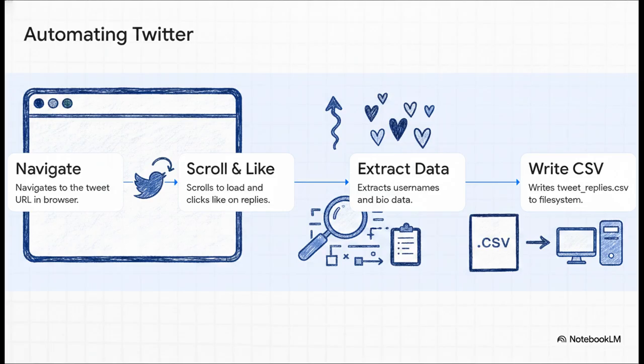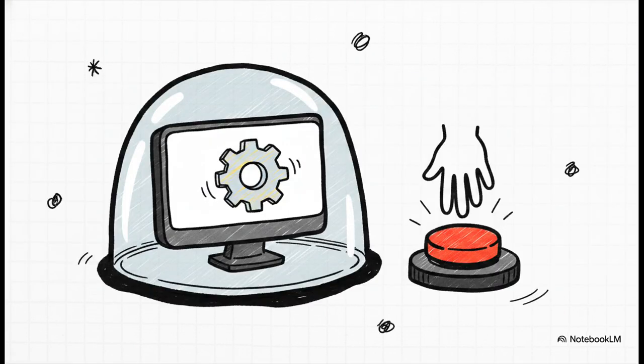Step 1, it navigates the browser to the exact URL. Step 2, it actually knows it has to scroll down to load the page properly before it systematically clicks like on every single reply. Step 3, it extracts all that bio data. And finally, Step 4, it physically writes a CSV file right to your local system. It turns a single spoken sentence into a complex, multi-step browser workflow. Now, I know what you're thinking.